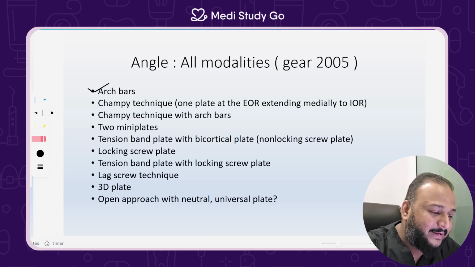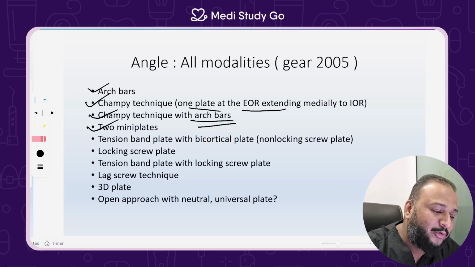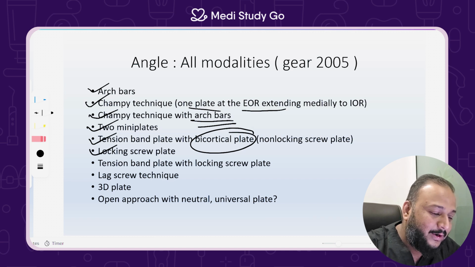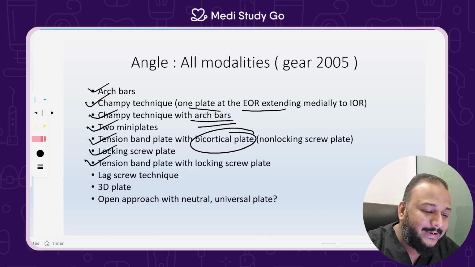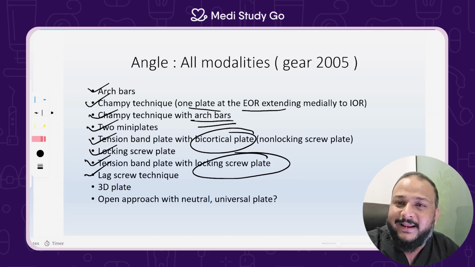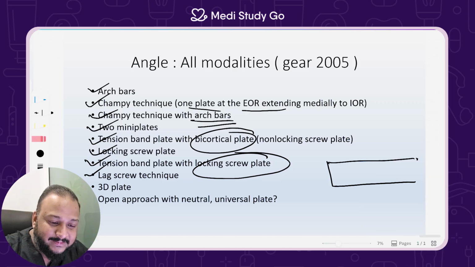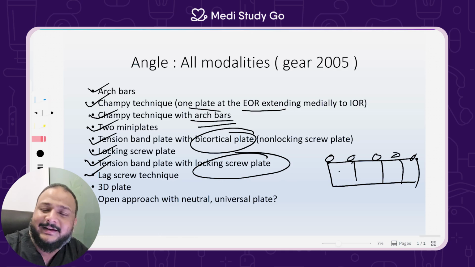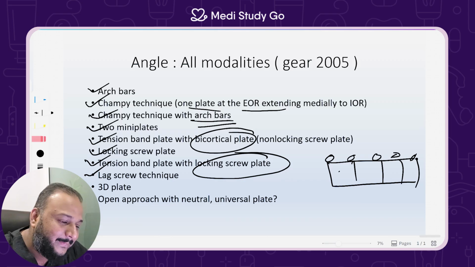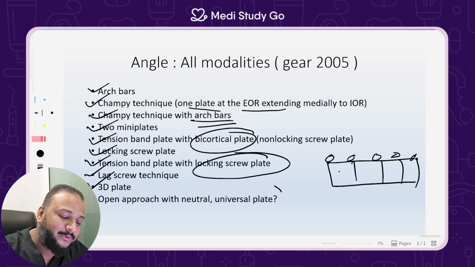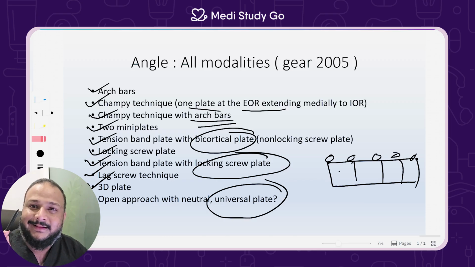Arch bars, that is MMF; Champy's technique, one plate on the external oblique ridge; Champy's technique with arch bars; two mini plates, again Champy's technique; tension band with bicortical plate, which is a strong plate; locking screw or a lag screw; tension band with locking screw plate; lag screw technique; 3D plates, which are nothing but strut plates. These strut plates look like this. They are rectangular, and if you place a strut plate on a mandible, it's like placing two parallel plates which are connected to each other. All right, and a 3D plate, and an open approach with a universal plate. That is as far as the modalities of the angle are concerned.